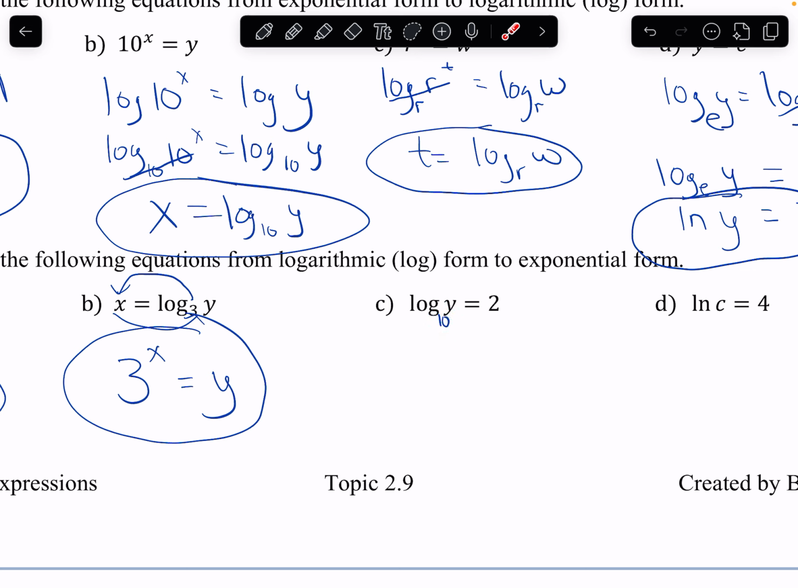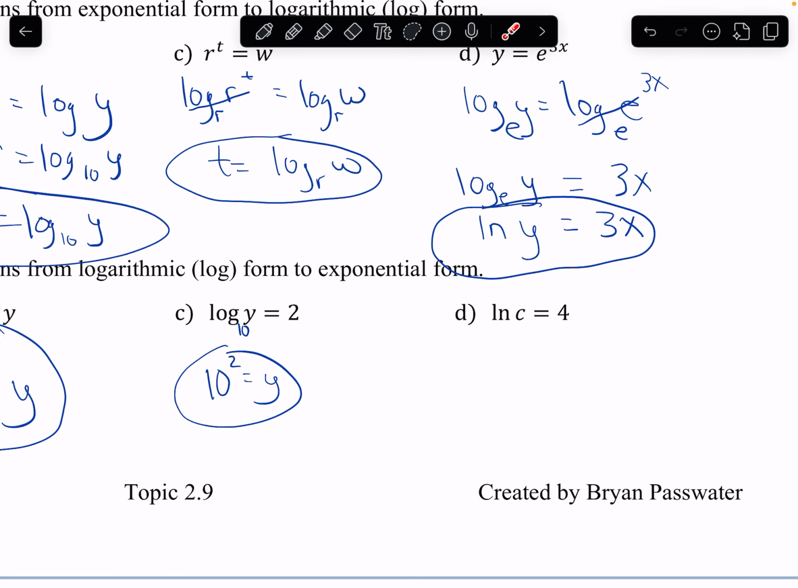What power do I raise the 10 to get y? Well, it tells me this is the power I raise it to. I raise 10 to the second power to get y. So instead of just saying, oh, we just loop around, now we're actually reading the logarithm the way it is supposed to be read. What power do I raise 10 to get y? It tells me 2. That's the power I raise it to.